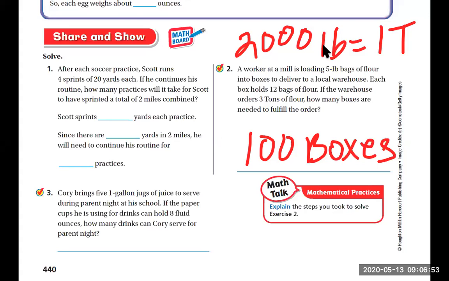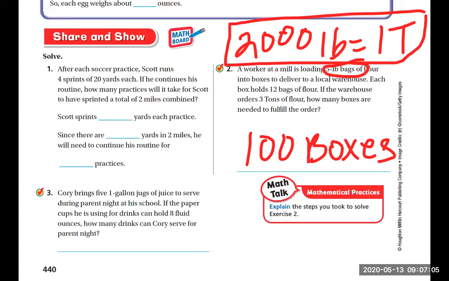All right, on this last problem, one of the conversions you need to know is that 2,000 pounds is equal to 1 ton. And then in this problem, we have 5-pound bags of flour, and each box holds 12. So that's 60 pounds per box. And so you would take 6,000 divided by 60 to get 100 boxes.